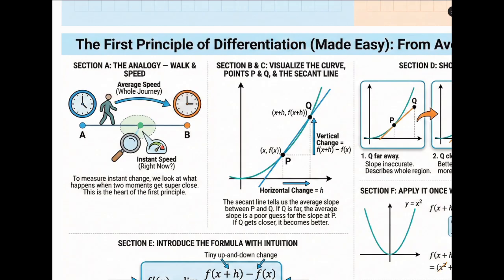With that in mind, we can now draw a straight line between them. This will allow us to use the formula of rise over run to find the slope for this line. And what we are going to get is the average slope of Q and P.